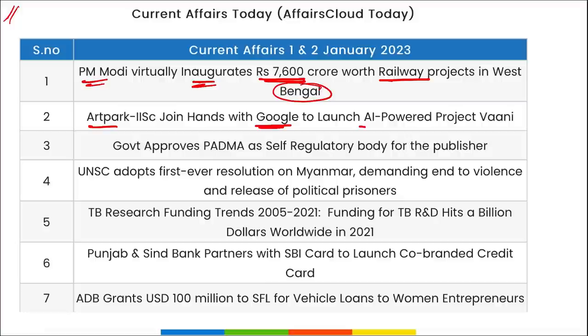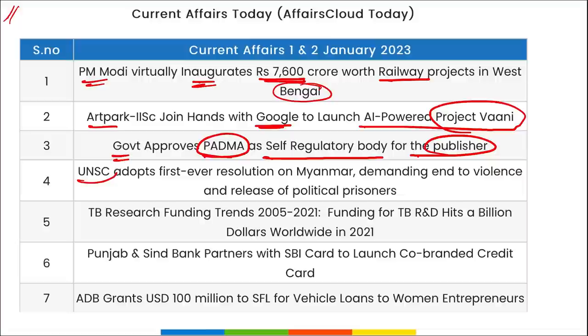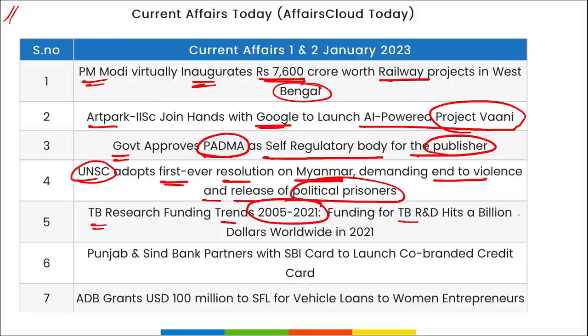Government of India approved PCI as the self-regulatory body for publishers. United Nations Security Council has adopted its first ever resolution on Myanmar, demanding an end to violence and the release of political prisoners. TB research funding trends for 2005 to 2021: funding for TB research and development hit $1 billion worldwide in 2021, but this also needs to be increased in the coming years to meet the demand.